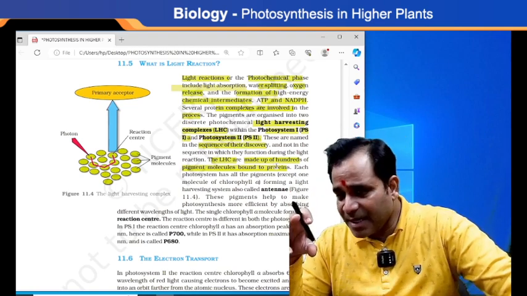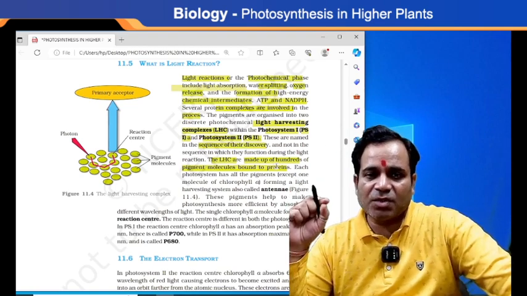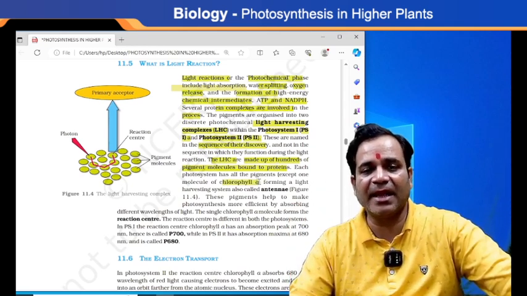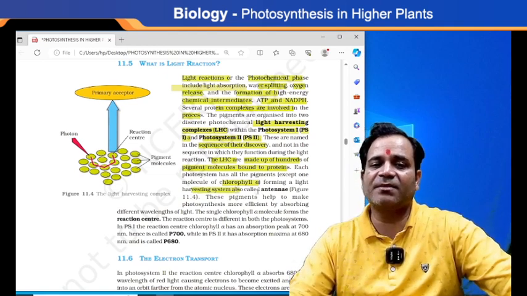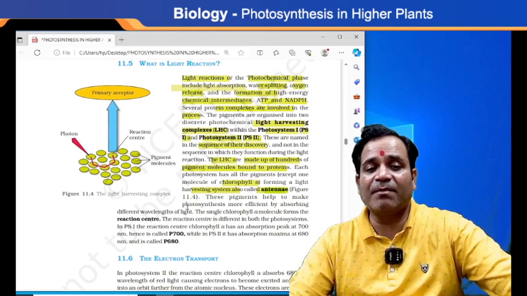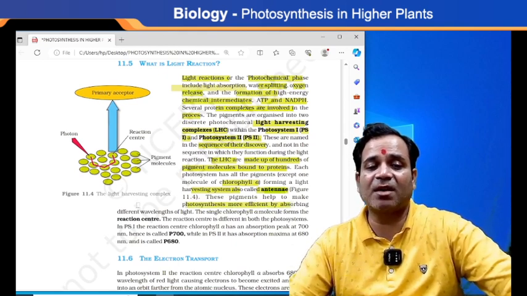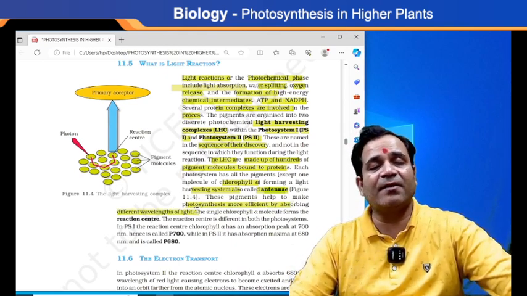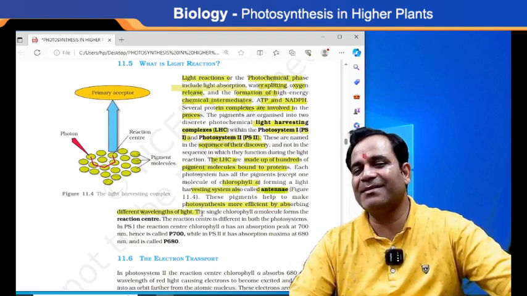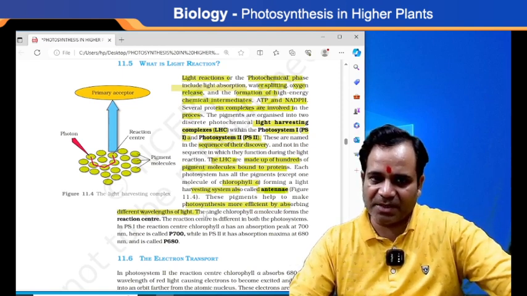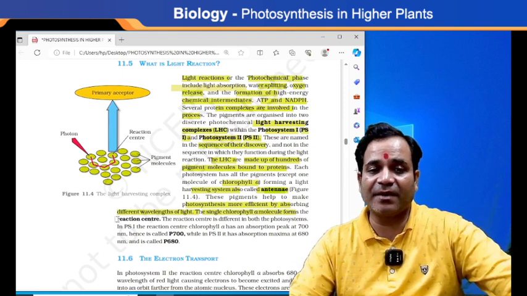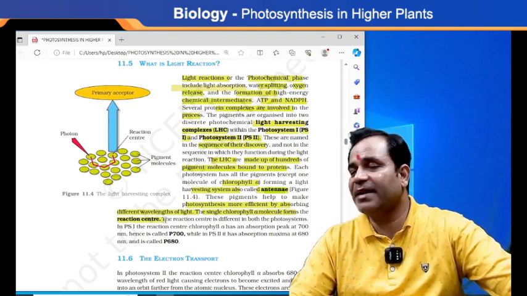Once the protein is bound, the photosystem has all pigments except one molecule of chlorophyll a, forming a light harvesting system called the antennae. These pigments help make photosynthesis more efficient by absorbing different wavelengths. The wavelengths are not the same, so different wavelengths are absorbed by the green plant, and they are responsible for manufacturing food. The single chlorophyll a forms the reaction center, my dear.